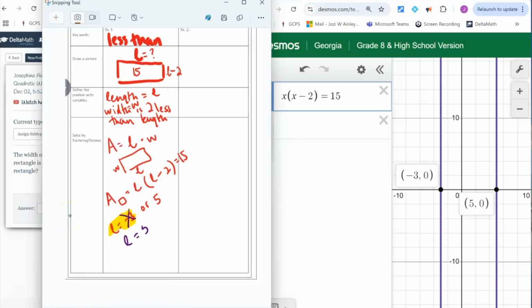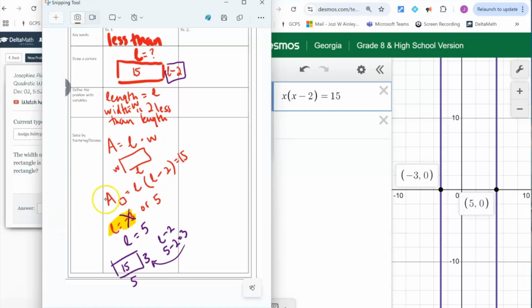So the length has to be what? 5. So if the length of my rectangle is 5, what does the width have to be so that it's equal to 15 when I multiply them? Well, it has to be 3. Let's double check that. Remember, we said that it's L minus 2, right? So L minus 2 is going to be 5 minus 2, which is going to be what? 3. So my width does work out to be 3.